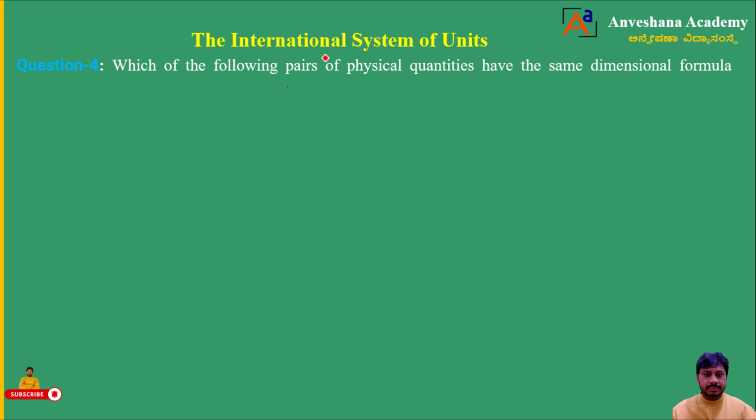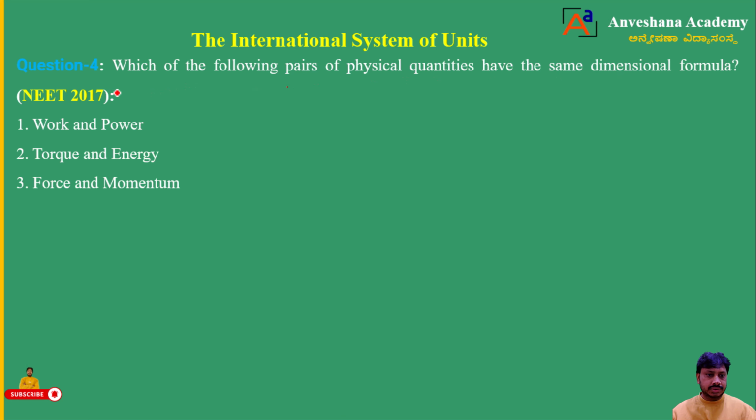Which of the following pairs of physical quantities have the same dimensional formula? This question was asked in NEET 2017. The answers are: first, work and power; second, work and energy; third, force and momentum; fourth, power and force. Dear students, you need to identify the two physical quantities that have the same dimensional formula.